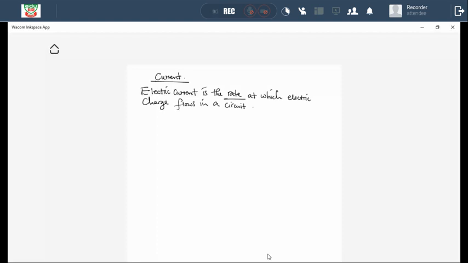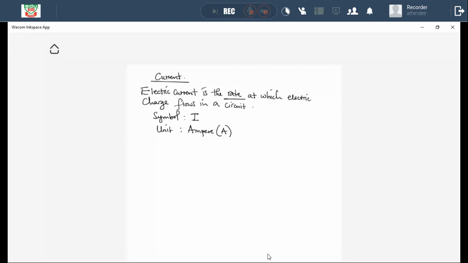So this is the definition of electric current that we can always write in case in exam they request for a definition for current, right? Another point we need to indicate is the symbol for current that we are going to be using. We are going to be using capital letter I, that is the symbol for current, and the SI unit of measurement for current is ampere. It's measured in ampere or capital letter A.